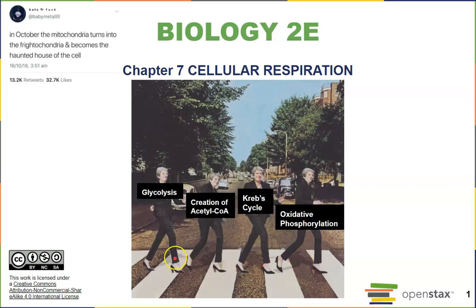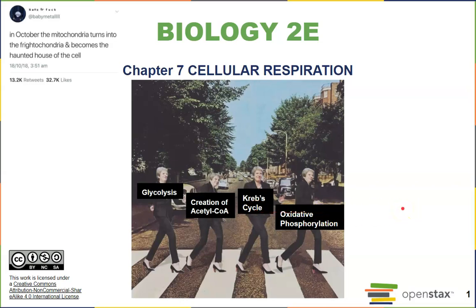Now, this is the typical manner that we learn cellular respiration in. Of course, this is not how cellular respiration can happen all the time, but I will say as long as oxygen is present, these are the steps that we will take. And as long as we have mitochondria, these are the steps that we'll take. So we start with glycolysis, then we move on to the creation of acetyl-CoA, then the Kreb cycle, and then oxidative phosphorylation. You might also know oxidative phosphorylation as the electron transport chain. Another term for the Kreb cycle is the citric acid cycle.